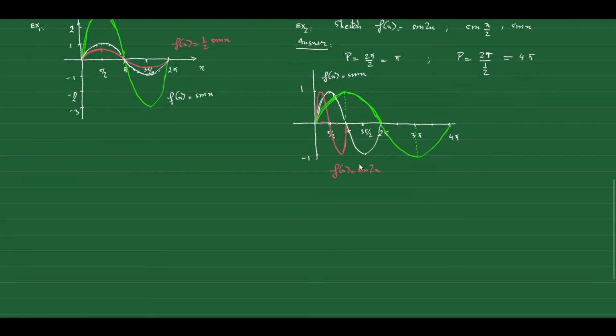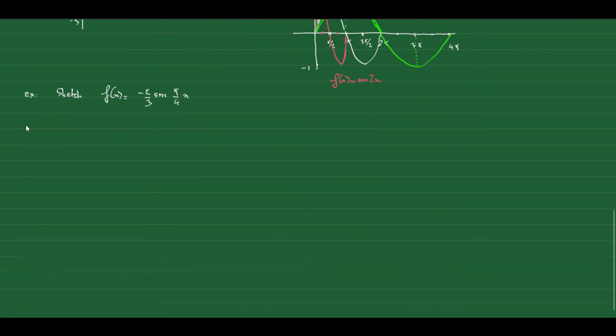Now let me help you sketch another one. Sketch f of x equals, this is more complicated, negative 2 over 3 sine of pi over 4 x. Okay, so I'm going to sketch this. First of all, we need to find the period. Period is very important: 2 pi over b. The b value over here is pi over 4, so it will be 2 pi over pi over 4. It will be 8.